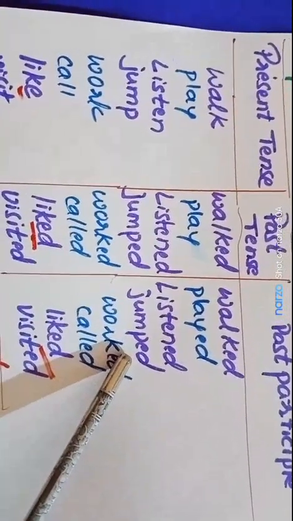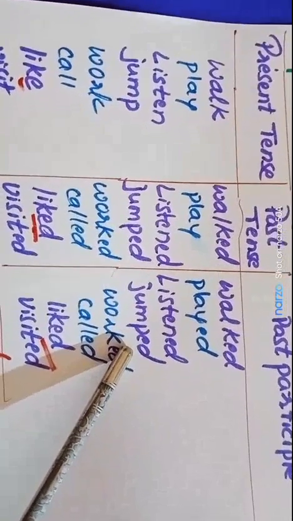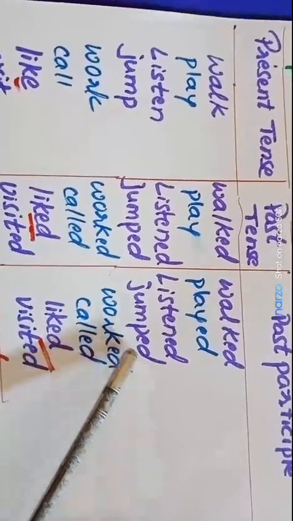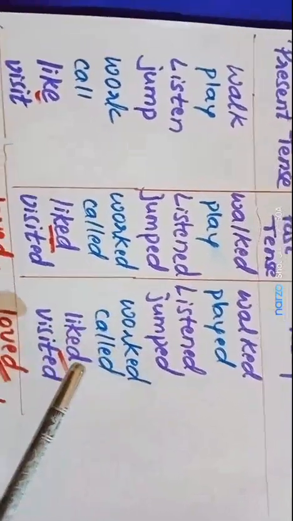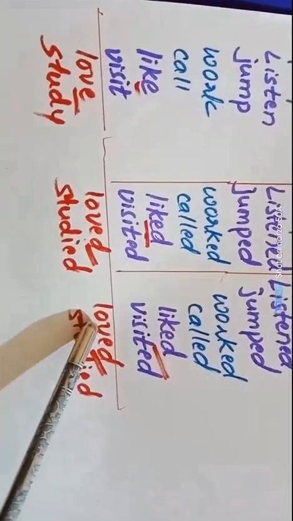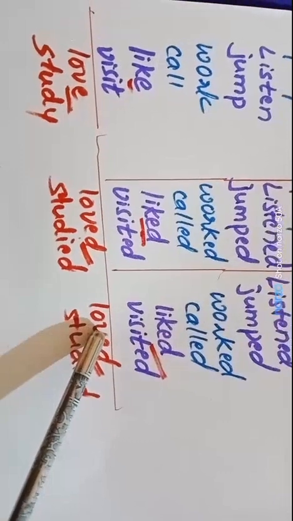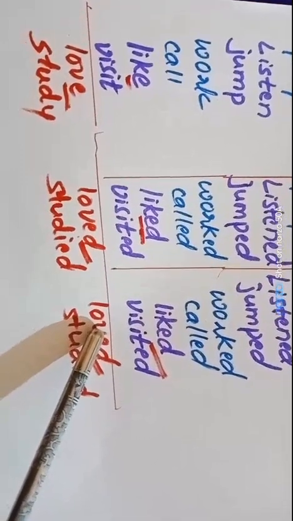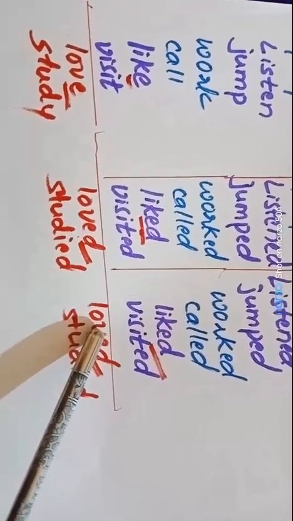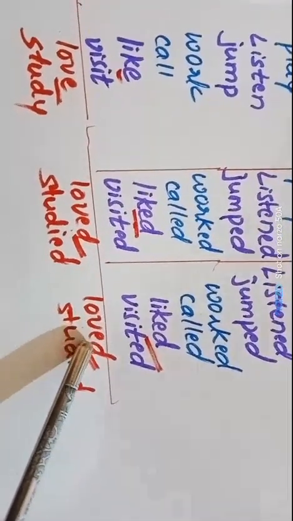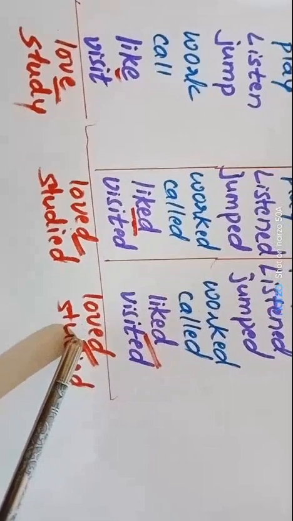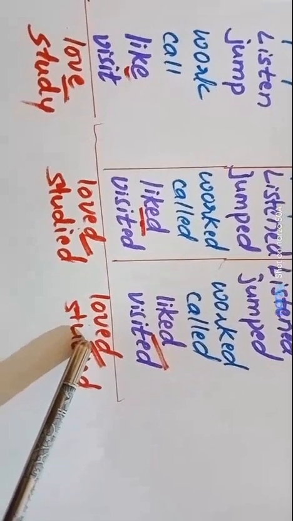However, it's important to note that there are some variations and spelling rules to consider for certain verbs. For example, for verbs ending in e, the final e is dropped before adding "ed." For example, love, loved. For verbs ending in a single vowel followed by a consonant, the final consonant is doubled before adding "ed."